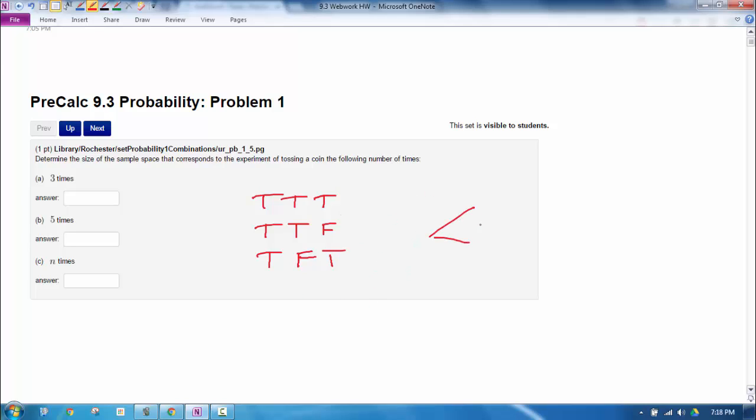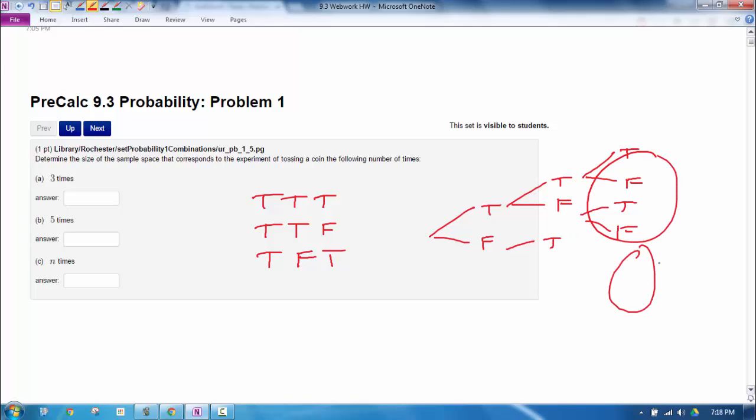I like to look at this as a tree diagram. So your first toss, you could get either true or false. Second toss, you could get either true or false. Third toss, you could get either true or false. So if you were to write this whole thing out, and do this side as well, you have 4 on this branch, 4 on this branch, there'd be 8 total.